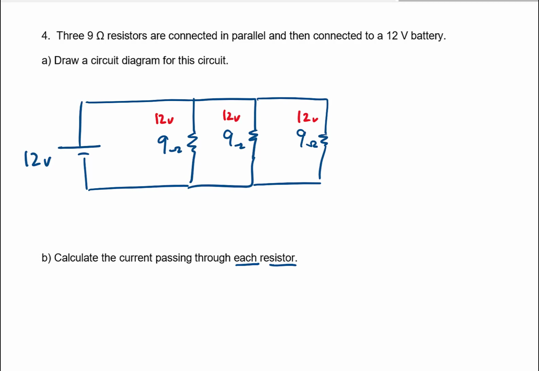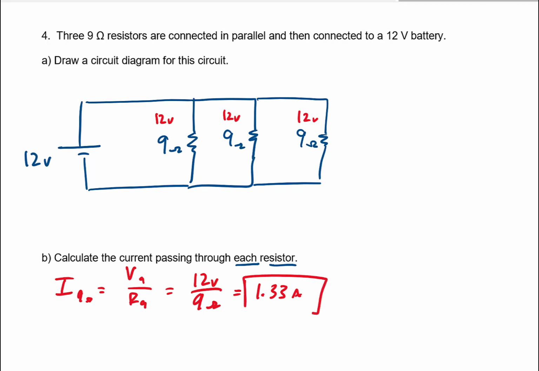So if I want an individual current, a current through a 9-ohm resistor, that's going to be the voltage across that 9-ohm resistor divided by the resistance of that 9-ohm resistor. So 12 volts divided by 9 ohms gives me 1.33 amps through each resistor. So each resistor gives me 1.33 amps running through it.